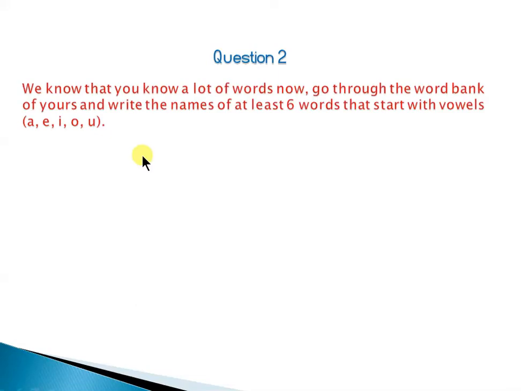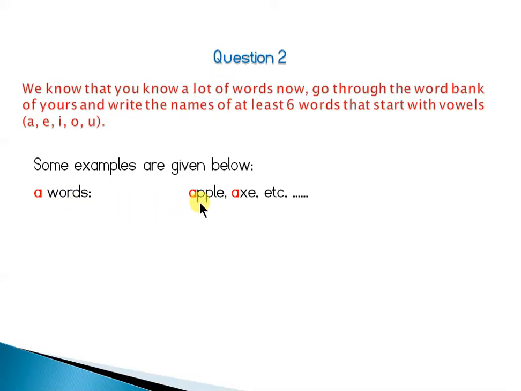Now comes to question number 2. We know that you know a lot of words now. Go through the word bank of yours and write the names of at least 6 words that start with vowels A, E, I, O, U. As a teacher, I know you have learned a lot of words in prep class, starting with A, E, I, O, U. Some examples are given below.